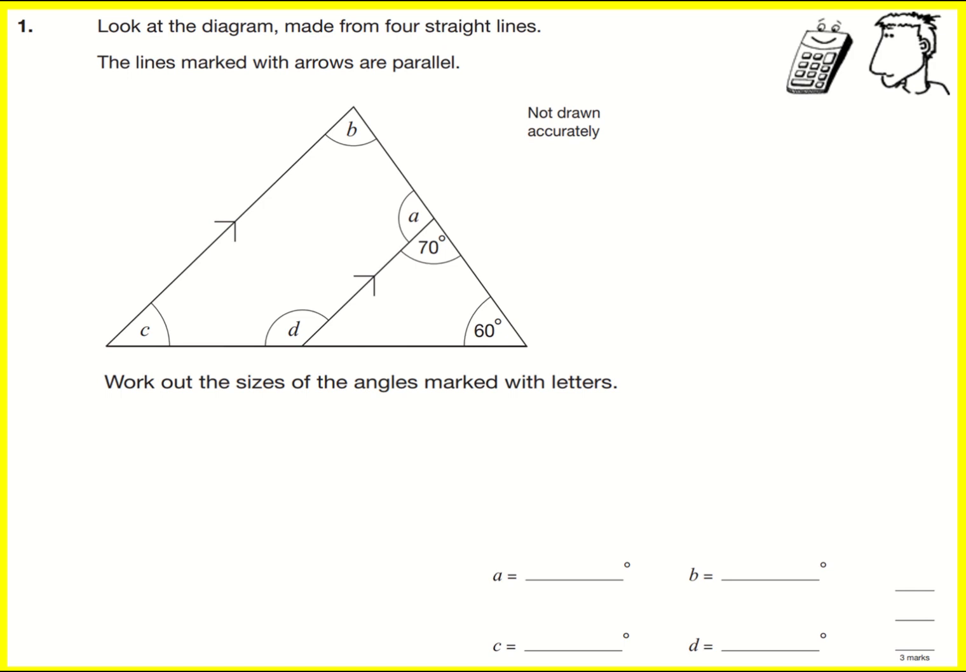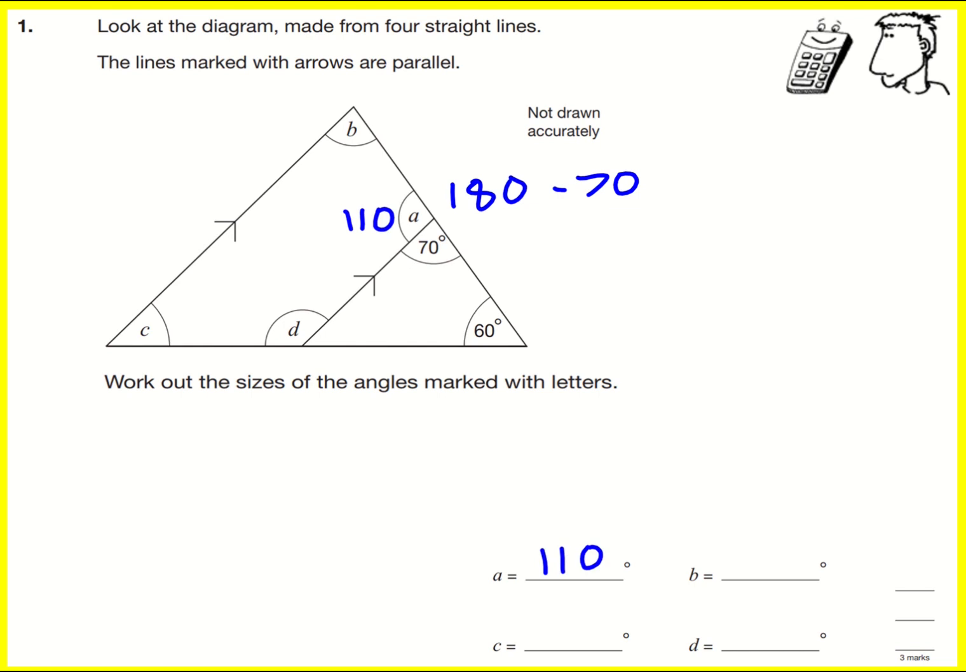So what I'm going to do is start with what I think is the easiest angle to find, and that is A, because they're just on a straight line here. So A is going to be 180, because that is the angle on a straight line, minus 70, and that's going to give me 110. So I'm just going to add that on.